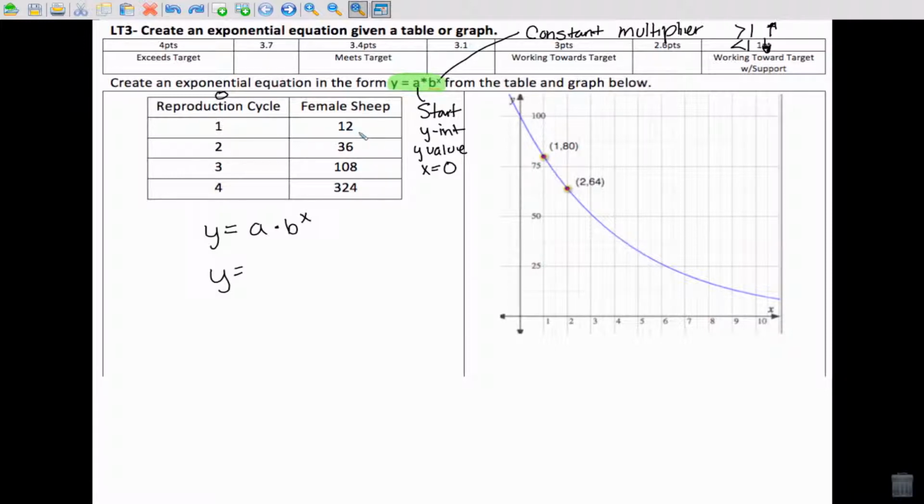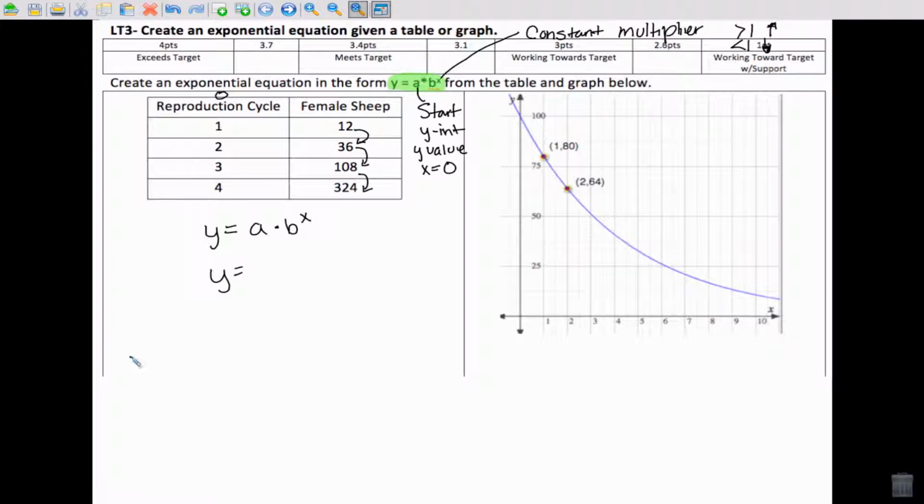So if I look here, I'm going from 12 to 36 to 108 to 324, okay? And I know that usually in linear situations we look at those differences, okay? But our differences aren't as important here. What's important is what are we multiplying 12 by to get to 36? What are we multiplying 36 by to get to 108? What are we multiplying 108 by to get to 324? So if I wrote those questions that I just asked out as equations, they would look something like this.